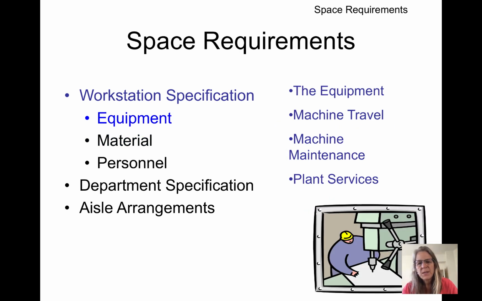You also want to be concerned about machine maintenance, so you can't have machines right up against the wall. You want to make sure you include space so that somebody can come in there and service the machine easily. The last thing in the area of equipment is plant services. So is there electricity? Is there any kind of water or compressed air that's necessary for a particular machine? This all needs to be planned for, and space needs to be allocated for it.